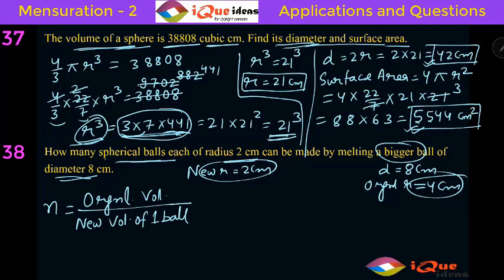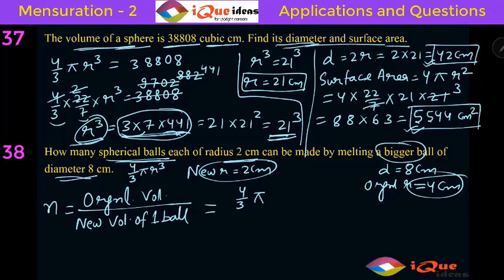See, all the balls are same. From the statement it is clear that all the balls are of same size. So the volumes will also be the same. So the number of new balls will be equal to original total volume divided by volume of one ball. Now original volume will be equal to 4 by 3 pi r cube. This is the sphere volume formula, 4 by 3 pi r cube.